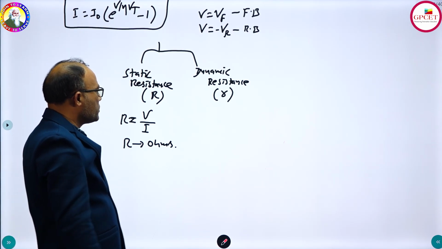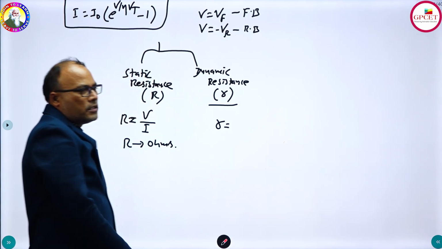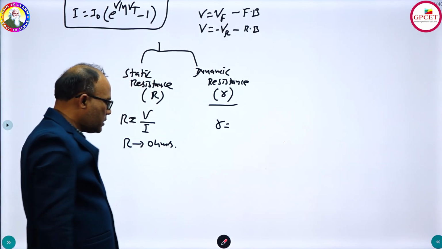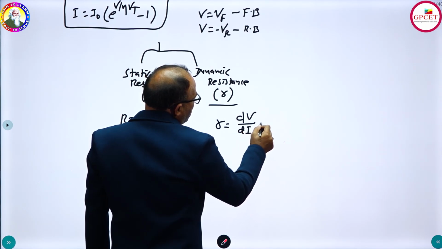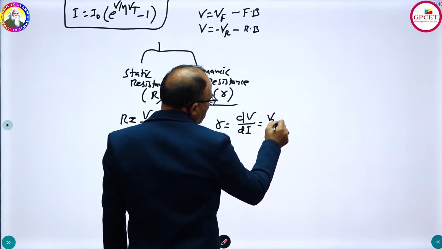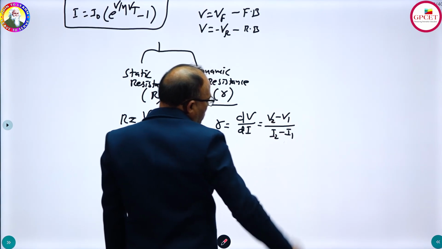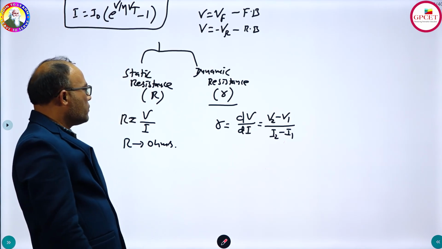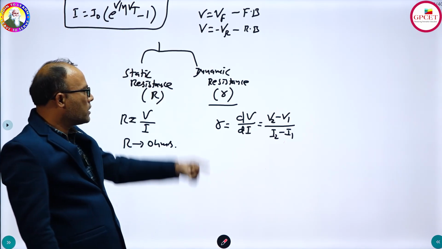But what is dynamic resistance? Dynamic resistance r is nothing but the ratio of change in voltage to change in current. That is r is equal to dV by dI, which we can write as change in voltage divided by change in current, or it can be written as V2 minus V1 by I2 minus I1. Okay. So now let us find what the dynamic resistance is from this diode current equation.